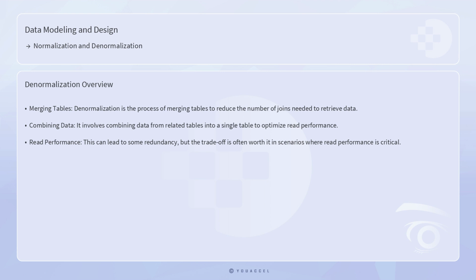Denormalization is the process of merging tables to reduce the number of joins needed to retrieve data. It involves combining data from related tables into a single table to optimize read performance. While this can lead to some redundancy, the trade-off is often worth it in scenarios where read performance is critical, such as in reporting databases or data warehouses.